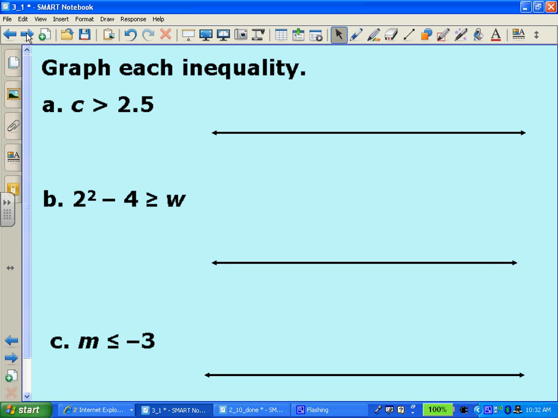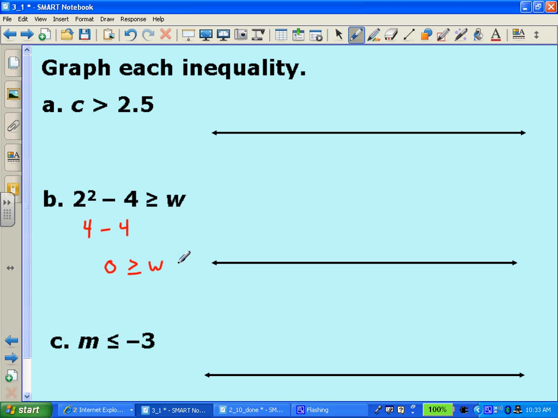Now I have a few more examples here. You can go ahead and do A and C on your own. Alright, they're kind of similar to the examples that I did earlier. I do want to focus here on part B, because this is one that causes lots of issues. So the first thing I gotta do is solve it. So 2 squared is 4. 4 minus 4 is 0.